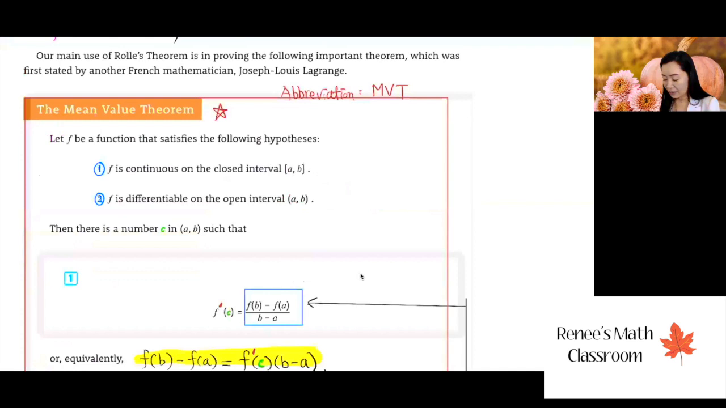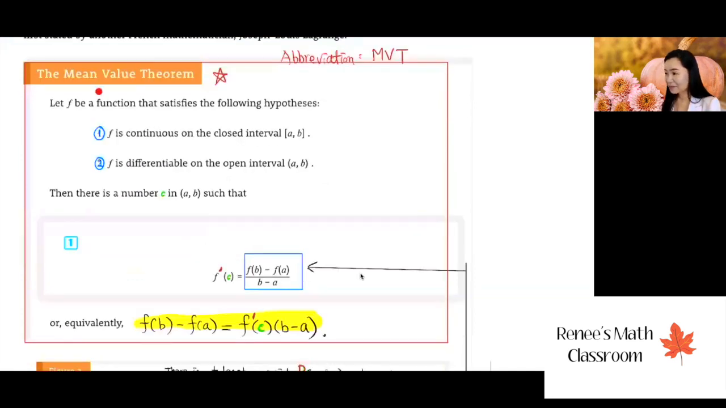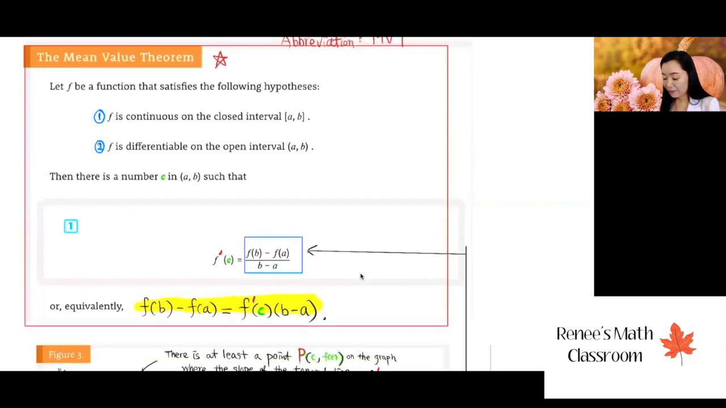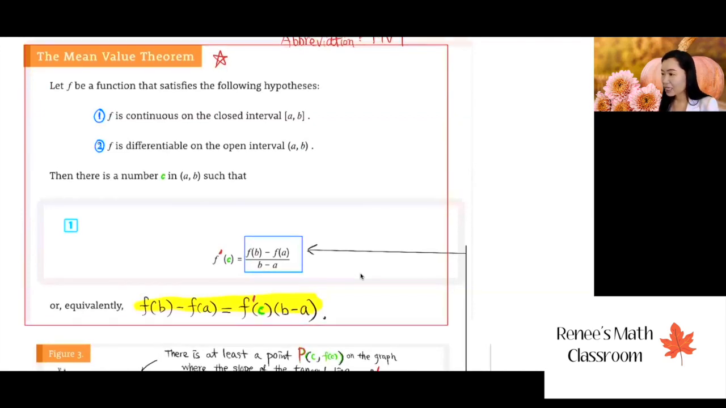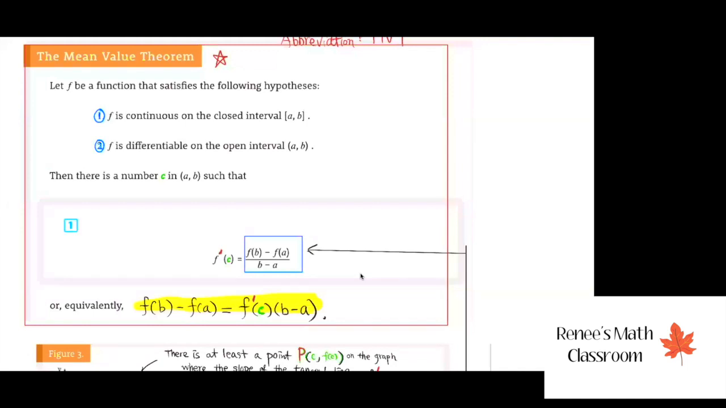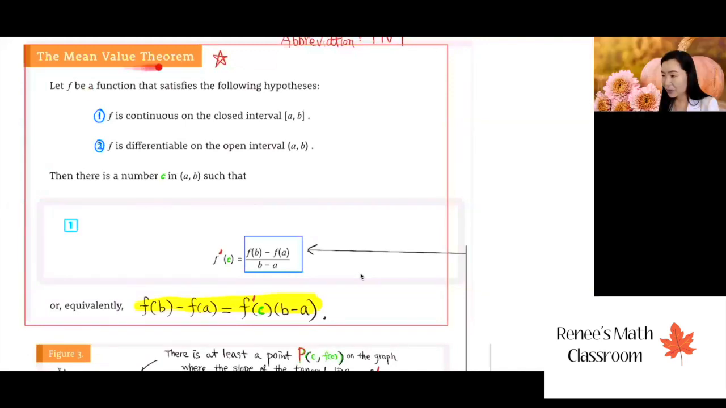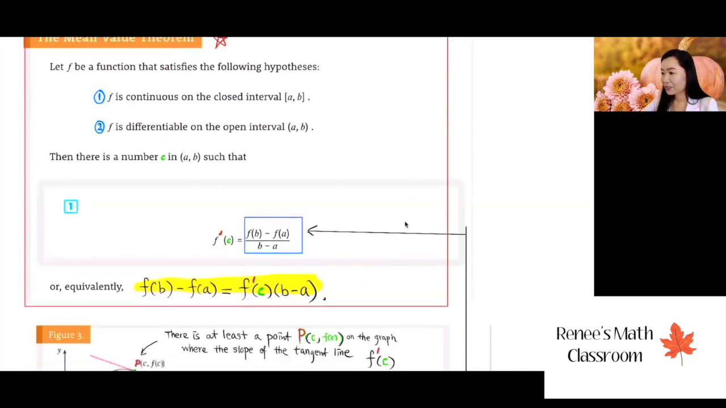Now the mean value theorem, that's the important thing. Let's abbreviate this as MVT. The mean value theorem is kind of similar to the theorem that we went over, Rolle's theorem, except you take away the last hypothesis: we take away f(a) equals f(b). So in the mean value theorem, you only have these two hypotheses. The function f is continuous on this closed interval [a, b], and it's differentiable on this open interval (a, b), but it's not required that f(a) equals f(b).